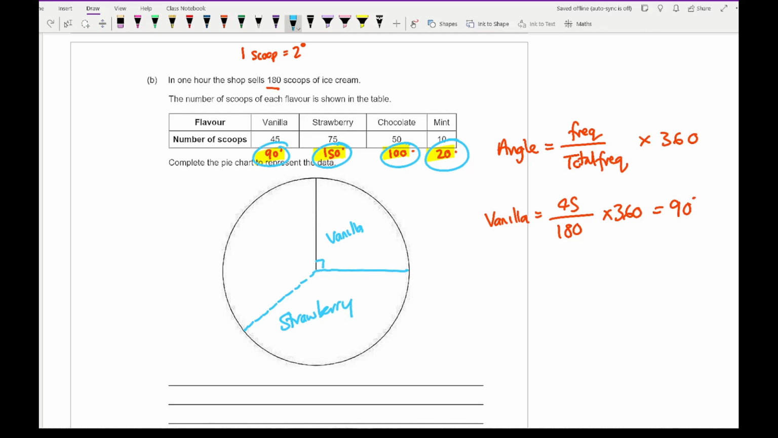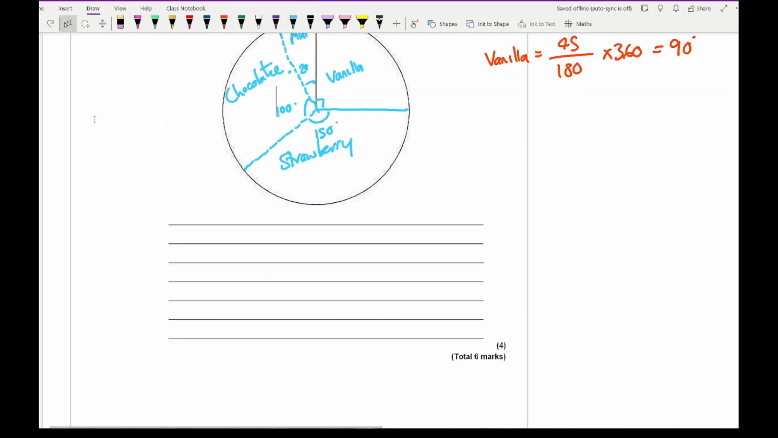So 20 is going to be roughly like so, so that's going to be mint, and I would say that's probably going to be a little bit bigger because that looks more like 90, but actually it's about right. And this angle here should be 20 degrees, this angle here should be 150 degrees, and this angle here should be 100, and that is chocolate. Now yours should be drawn a lot more accurate than mine, but I would say generally that's what it should look like.